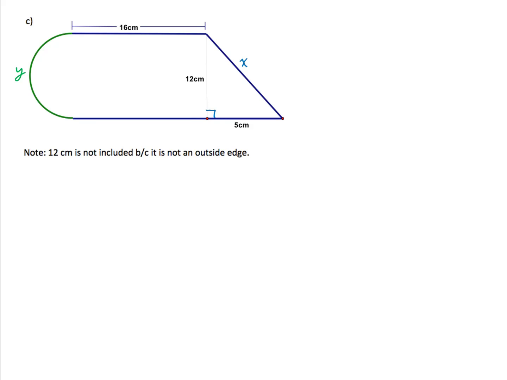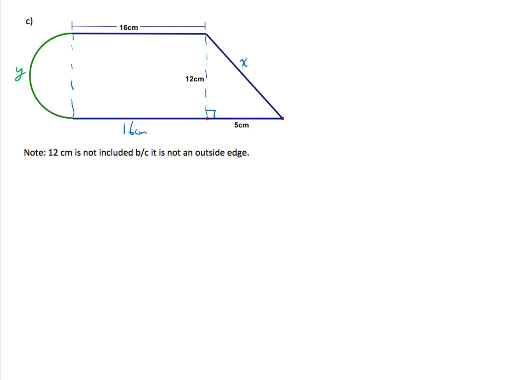Now, we don't need to determine the bottom of this shape because it's 16. We know that because the top is 16. So I'm going to go ahead and label this as 16 centimeters. Because right now, it looks like we have a half circle, a rectangle in the middle, and a triangle on the other side. So first we need to determine either X or Y.